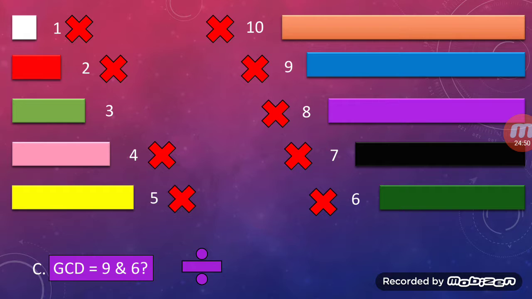So our only number left is 3. 3 is the greatest common divisor. It is the largest number that can divide into both 9 and 6 evenly. All of the others are either non-divisible, or they're too large, or they won't divide by one or the other. So 3 will be our final answer.